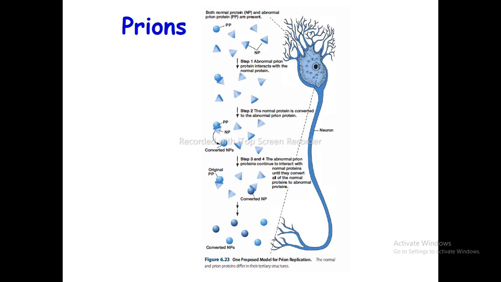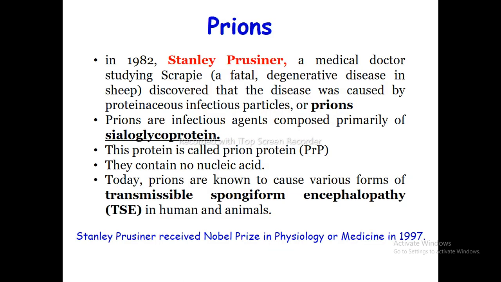Now, the next subviral particle that we want to discuss is prions. Prions are infectious proteins. Earlier subviral particles that we studied were nucleic acids, but prions are proteins. It was Stanley Prusiner, a medical doctor studying scrapie, who discovered that the disease scrapie was caused by proteinaceous infectious particles, which are known as prions. Prions primarily consist of sialoglycoproteins.